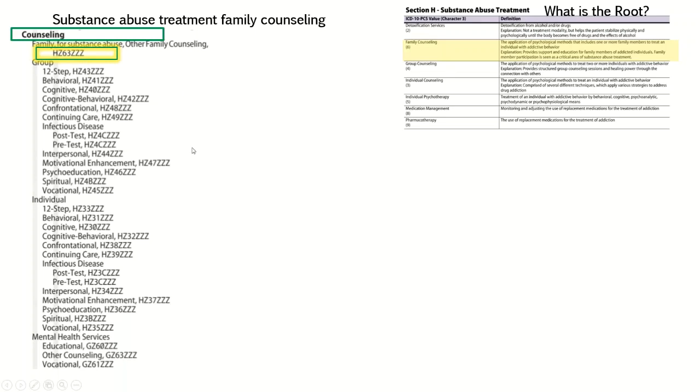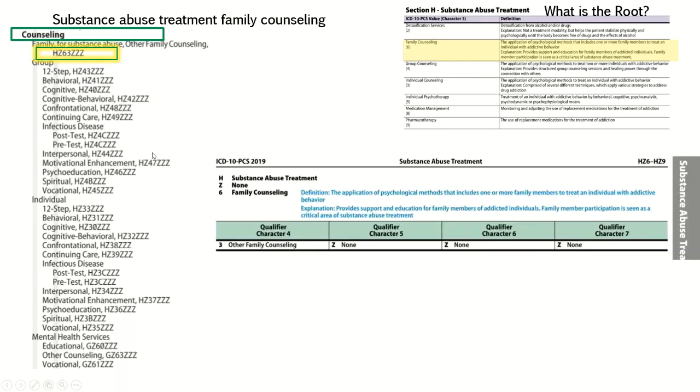The corresponding table, HZ6, substance abuse treatment, none, family counseling, and then it's got some definitions here. The application of psychological methods that includes one or more family members to treat an individual with addictive behavior. And then they give you an explanation here. Provide support and education for family members of addicted individuals. Family member participation is seen as a critical area of substance abuse treatment.